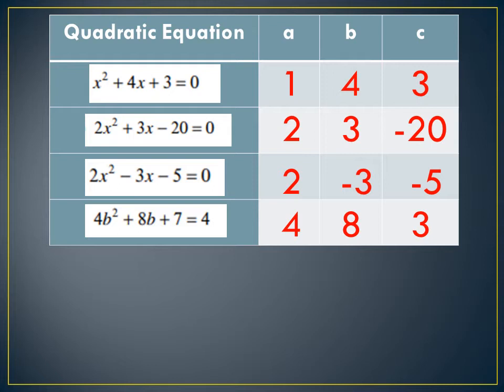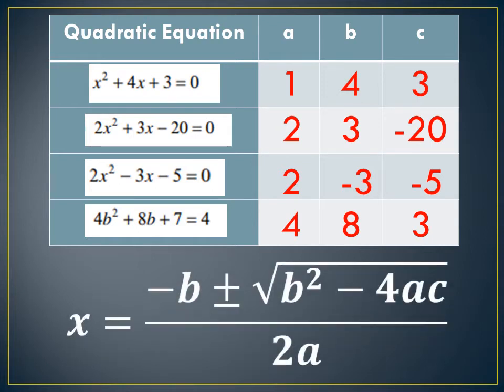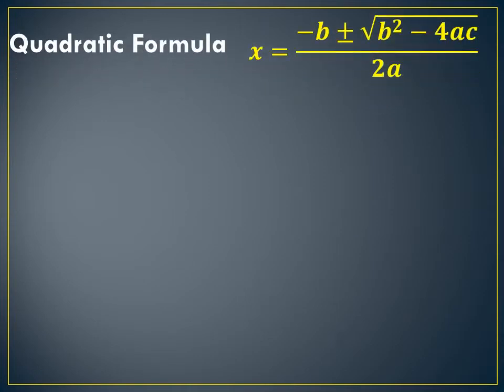So why do we need to identify the values of a, b, c? Because in the fourth method, the quadratic formula, this is the formula that we need to use. There are letters in this formula. We have a, b, and c. So we will substitute those values of a, b, c to solve using the quadratic formula. For example, again, this is our quadratic formula.